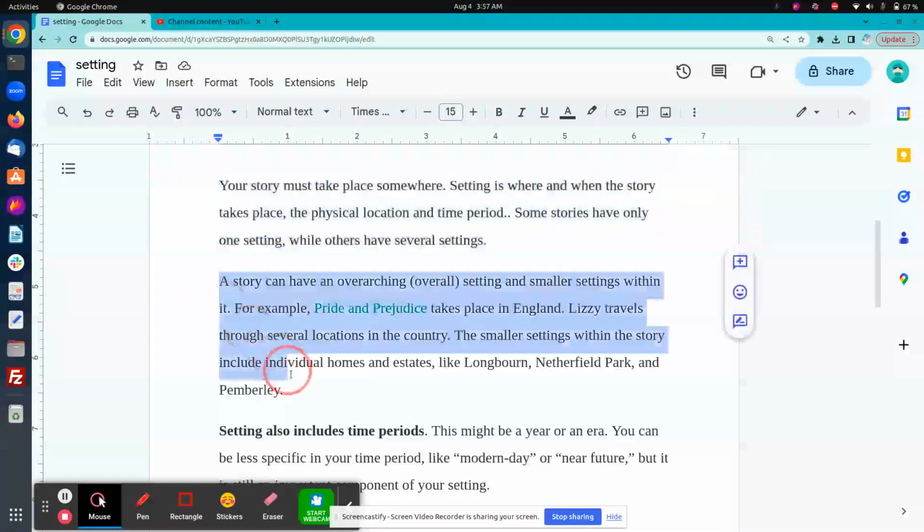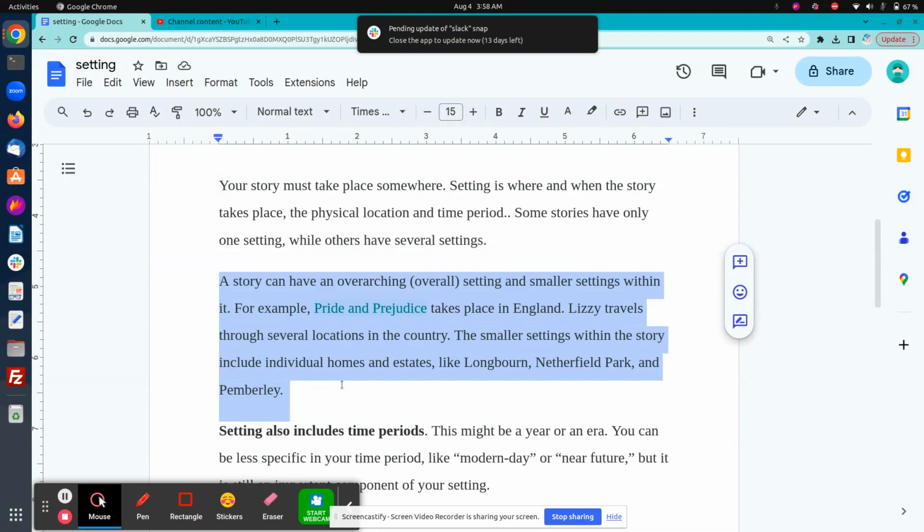That means the sequence of events in the story taking place. A story can have an overarching or overall setting and smaller settings within it. For example, Pride and Prejudice takes place in England. Lizzie travels through several locations in the country. So Pride and Prejudice is a story that took place in England, and Lizzie, who is the character, travels through several locations in the country. The smaller settings within the story include individual homes and estates like Longbourn, Netherfield Park, and Pemberley. So these are the smaller settings too.